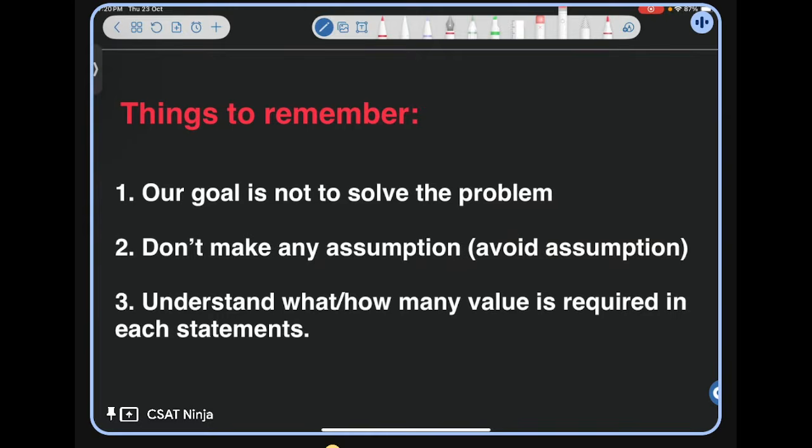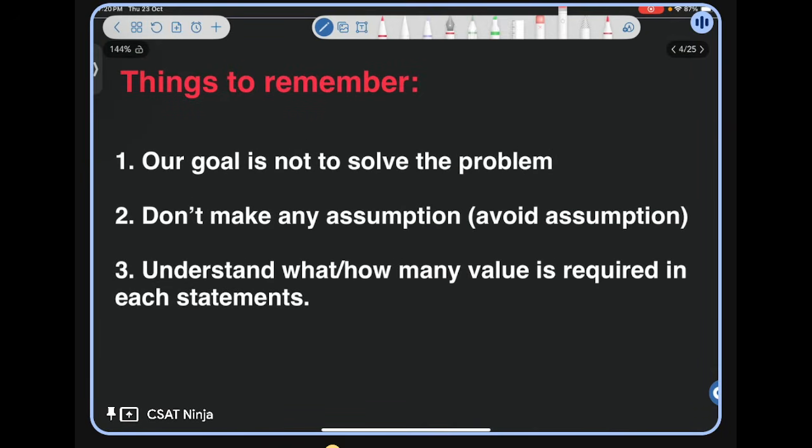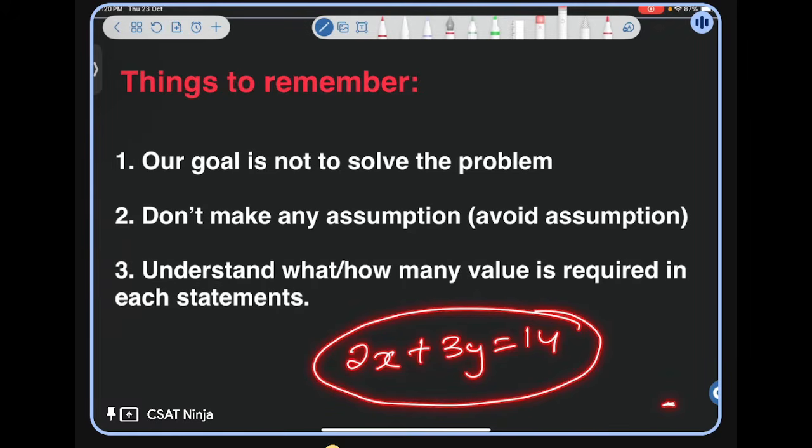And number 3 is understand what or how many values is required in each statement. So let me just take an example here to understand this. Let's say I have 2x plus 3y is equal to 14. In this case, if you look here, you see that I don't know the value of x, I don't know the value of y. So here in this equation, I have two variables.